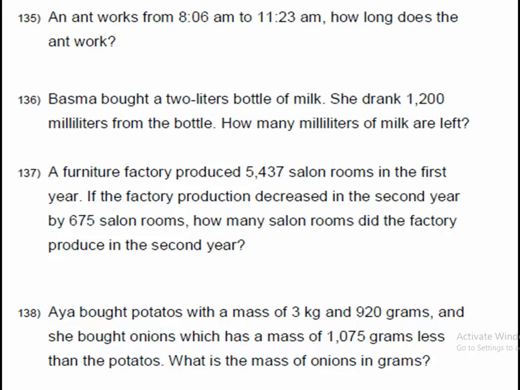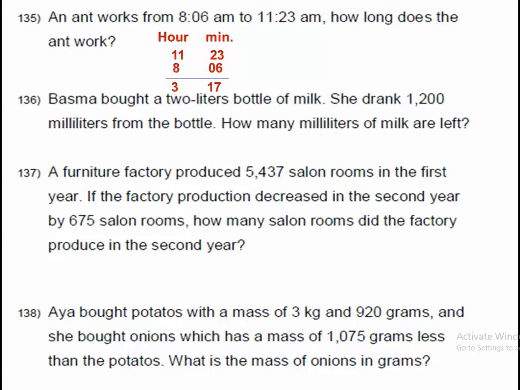Let's solve the story problem. An ant worked from 8:06 a.m. to 11:23 a.m. How long did the ant work? Let's subtract 11:23 minus 8:06. Put hours under hours and minutes under minutes. Subtract 23 minus 6 equals 17, and 11 minus 8 equals 3.